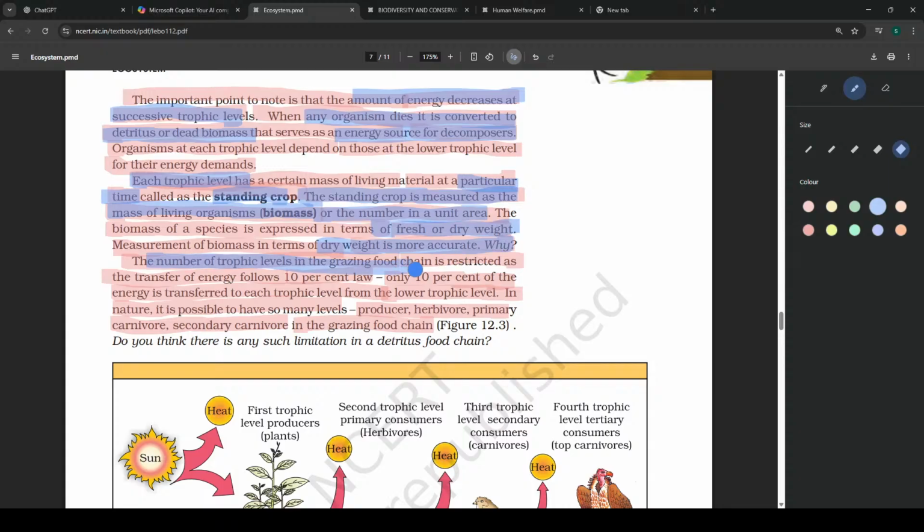The number of trophic levels in the grazing food chain is restricted, which is very important. We cannot just have a 100th trophic level. That's very hard because most of the energy is lost and it is hard to sustain. The transfer of energy follows the 10% law: only 10% of the energy is transferred to each trophic level from the lower trophic level.